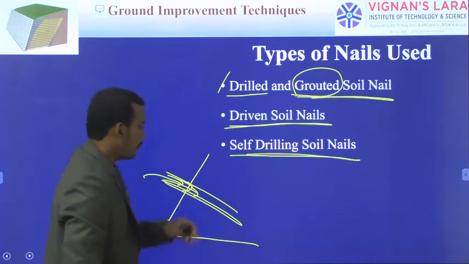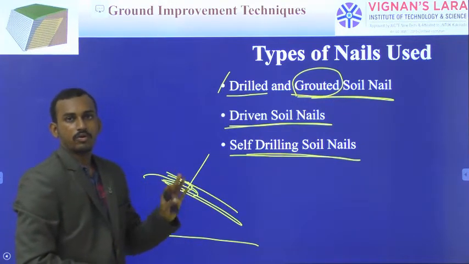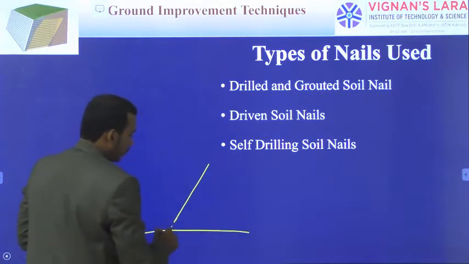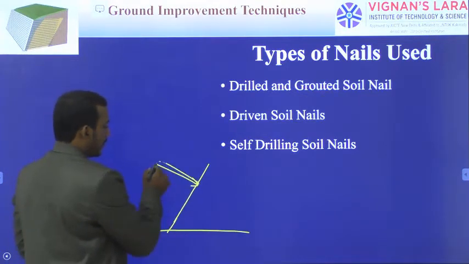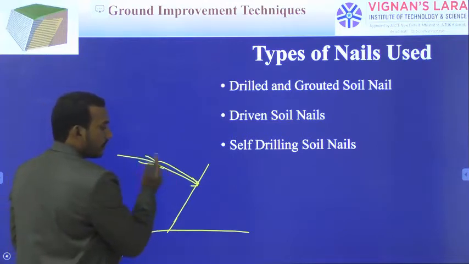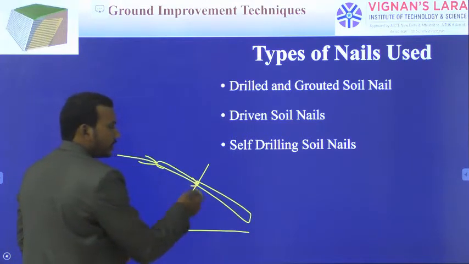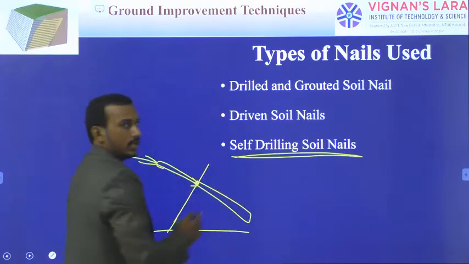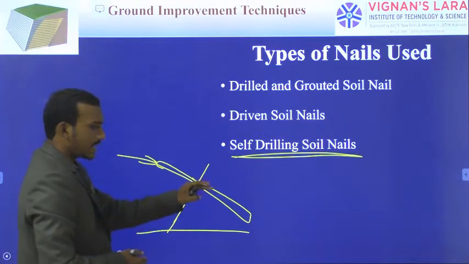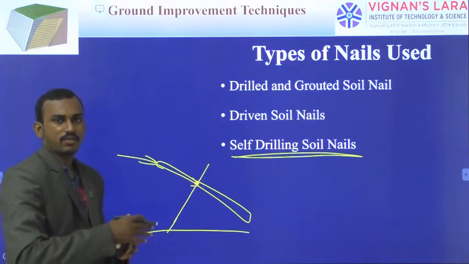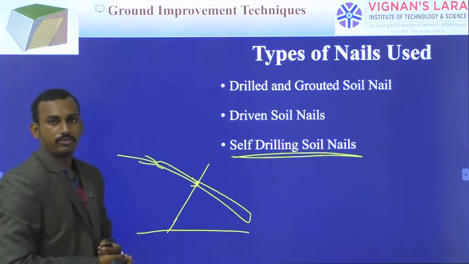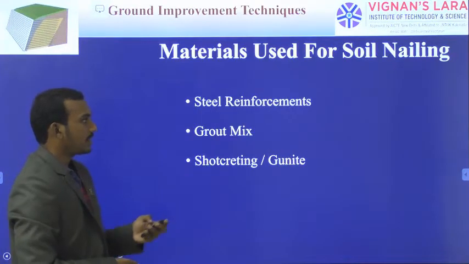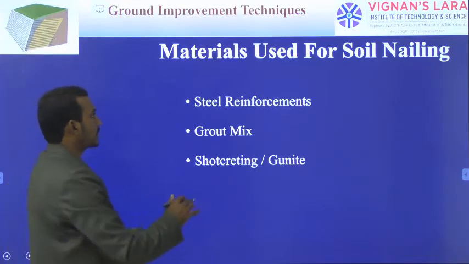Okay, driven soil nails. Driven soil nail means we are not going to drill and grout. What we are doing is we are just going to insert it. So like this, it is a nail. By applying some pressure we are inserting or driving it into the slopes. Okay, then we have self-drilling soil nails. Self-drilling soil nail means the nails are driven in by the machine itself. Those are the self-drilling soil nails. We are not discussing them too much, just the names.